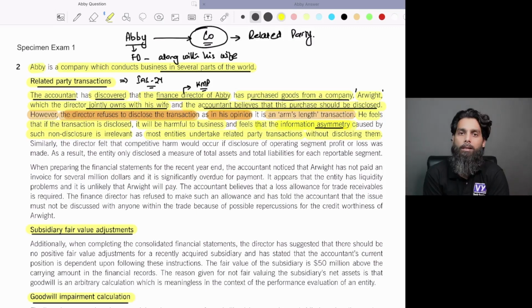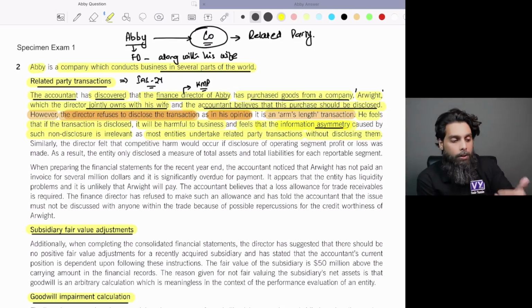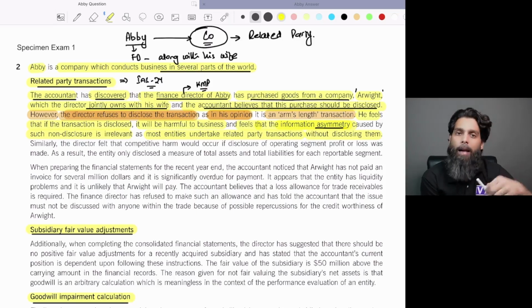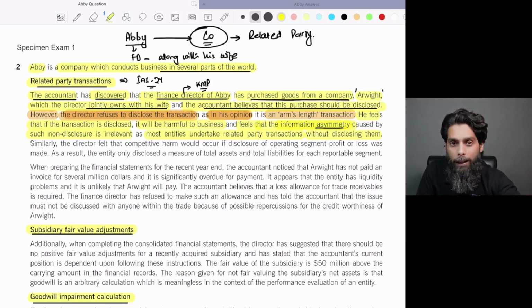Why should it not be disclosed? He understands that this is a related party transaction, but he says, okay, I understand this is a related party transaction, but it is already on market value basis, and therefore we should not be disclosing it. And plus, he is of the opinion that if we disclose that a transaction is happening with a company which is controlled or jointly controlled by the key management personnel of the entity, it will give a bad opinion of the company in the market.